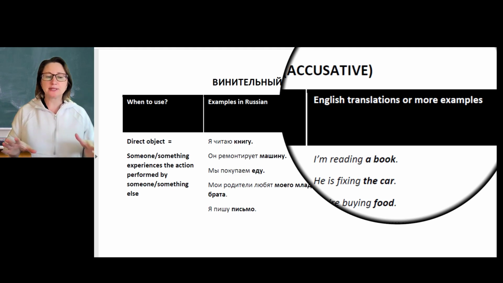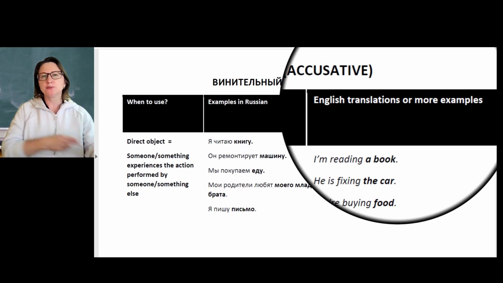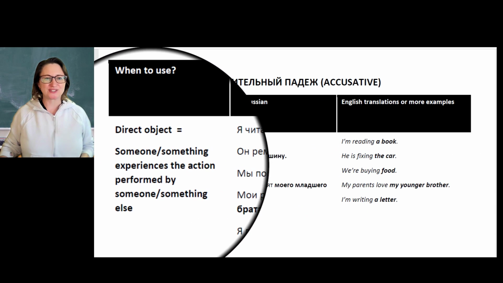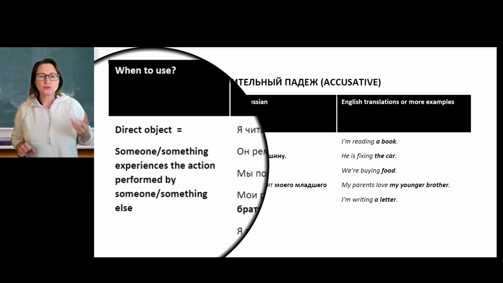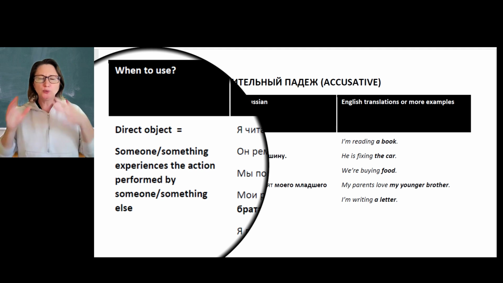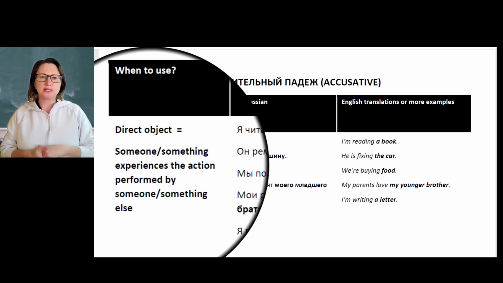As I said multiple times, some things are going to be more for high intermediate advanced learners, but it still will be good to wrap your mind around what's coming once you proceed through the stages of learning Russian. Okay, our first context is something that's already familiar to you, so I'm not going to be speaking too much about it. It's the direct object. So when the action is done directly or experienced directly by someone or something.